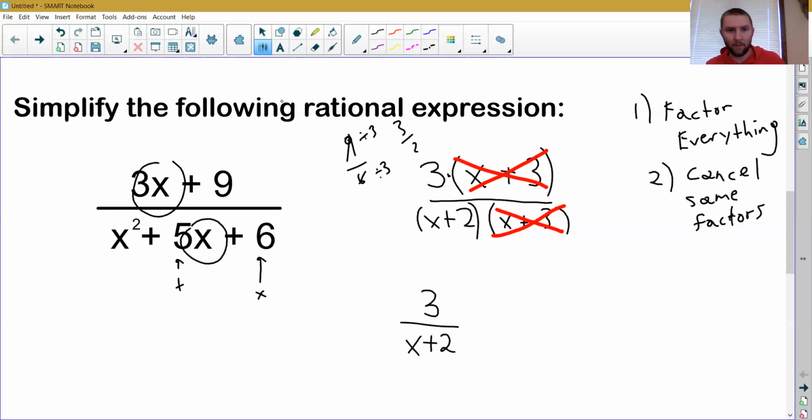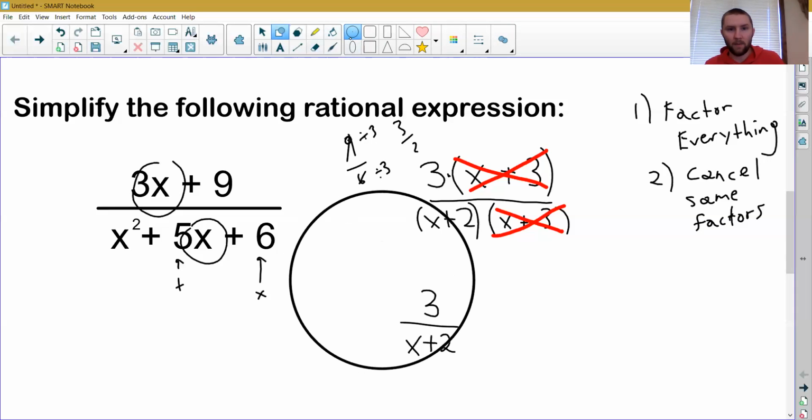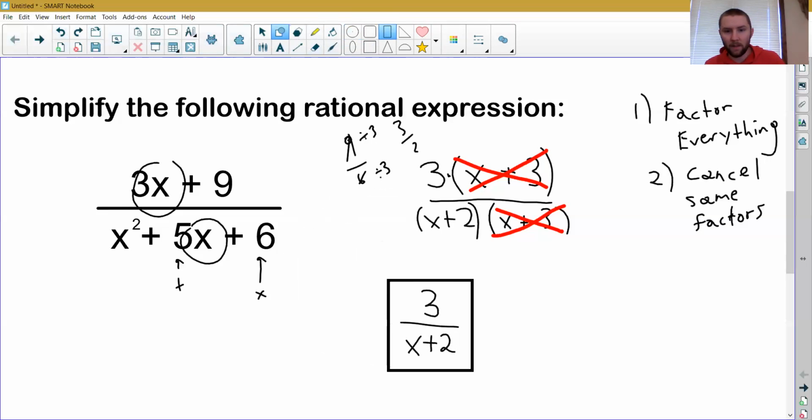And again, we arrive here at an answer. Whoops, that's supposed to be a square. Undo. Box. Right, there you go. So that expression is the simplified form of this one, 3 over x plus 2, all right?